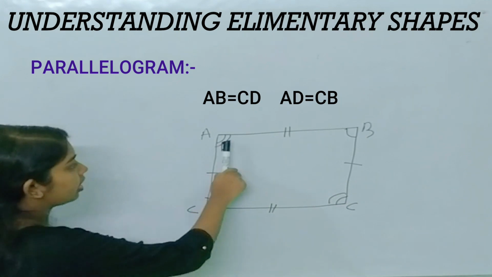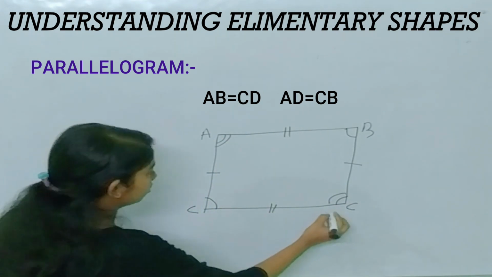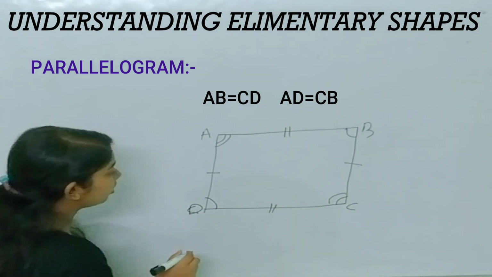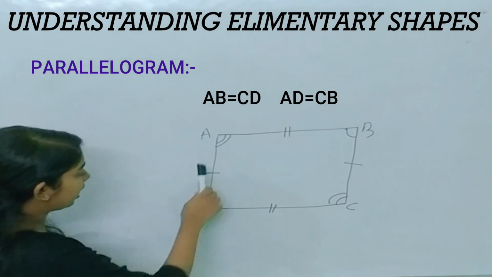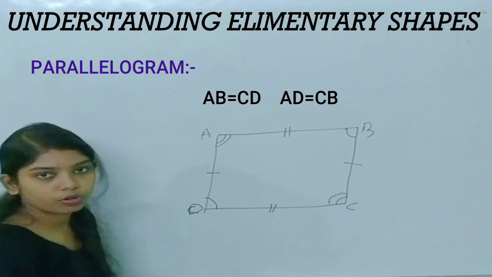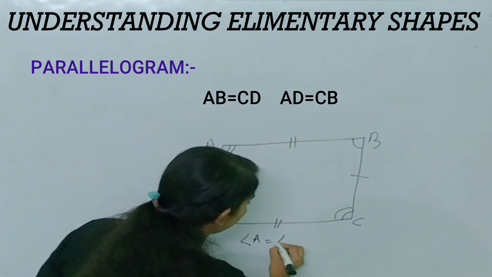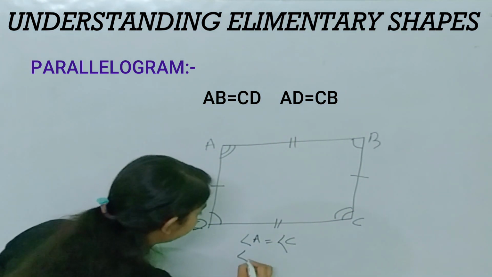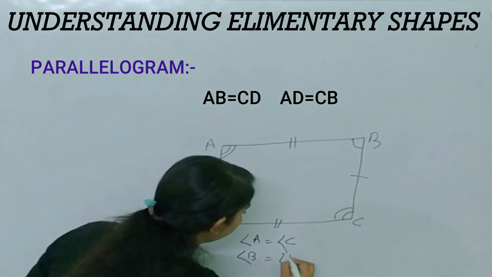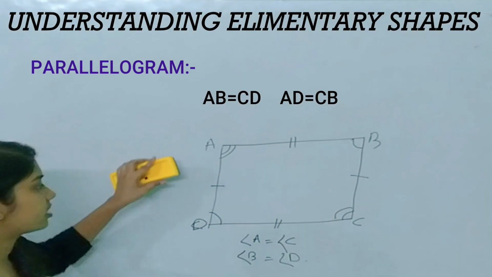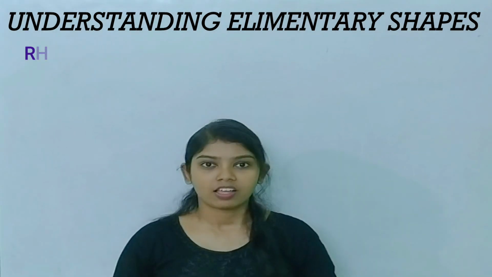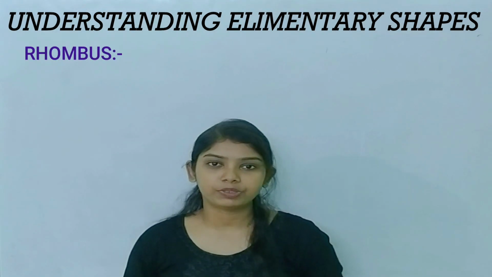That means AB equals to CD and AD equals to CB. Okay? And angle A is equal to angle C and angle B is equal to angle D. Okay? So this is a parallelogram. Our next topic is rhombus.